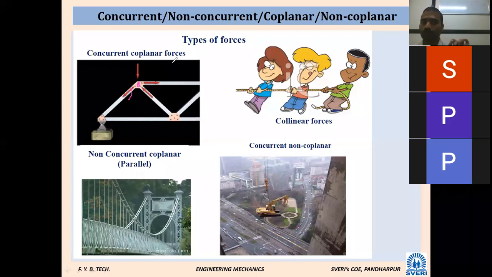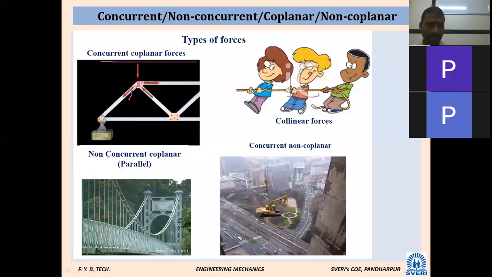So concurrent coplanar forces. How to write this one? These are the force system which are acting in one particular plane and starting or acting at one particular point, called a coplanar concurrent force system. Clear this point? What is coplanar? Concurrent or concurrent coplanar? Yes, is everyone clear? What is concurrent coplanar? Yes, sir. It means all the forces are acting in the same plane and acting at the same point, called concurrent coplanar forces.